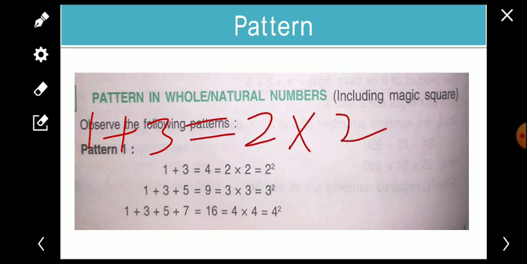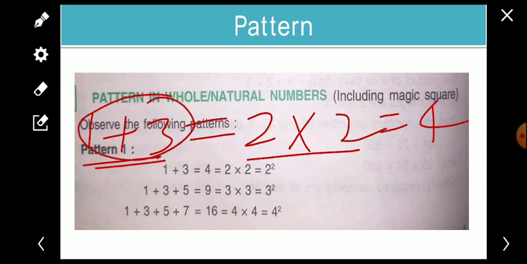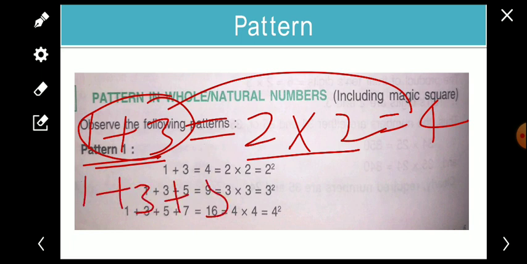Okay, product means its value will be 2 into 2. It means 4. So without adding, we can find it. Suppose 1 plus 3 plus 5. How many numbers are there here? Three odd numbers are there. If you add, then you'll get 9.